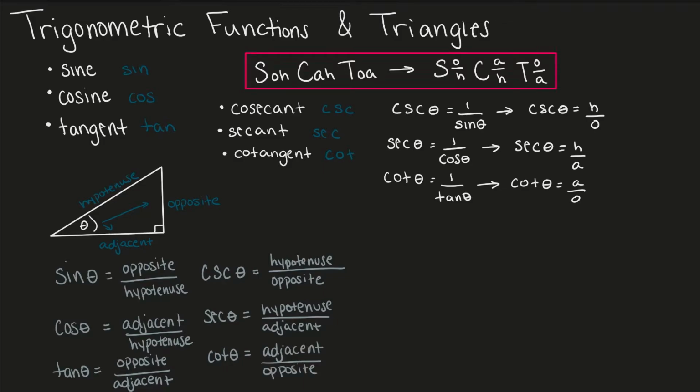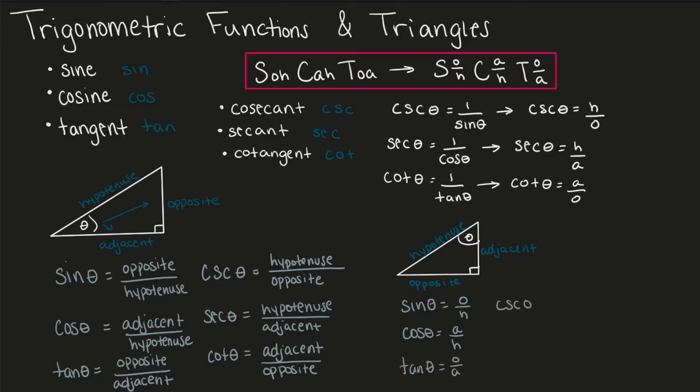Now, the opposite and the adjacent side are dependent on where the angle is. So now let's say the angle is in the upper right-hand corner of our triangle. This means our opposite side is now the bottom of our triangle, our adjacent side is now the right side, and the hypotenuse stays the same. But just because our opposite and adjacent sides change, our ratios do not change. Sine is still O over H, cosine is still A over H, tangent is still O over A, cosecant is H over O, secant H over A, and cotangent A over O.